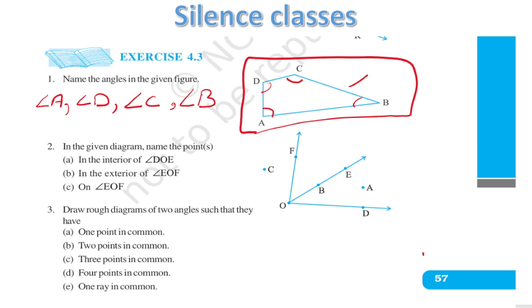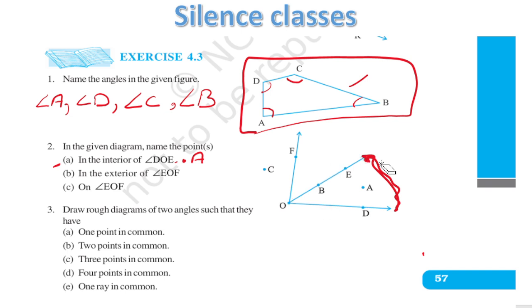Now what question number 2 is saying: in the given diagram, name the points. We have to name the points. Number 1, in the interior of angle DOE. We are talking about DOE, D, O and E, and we have to find the points available in the interior, means between these two lines, and we can find it out. Point A is there.